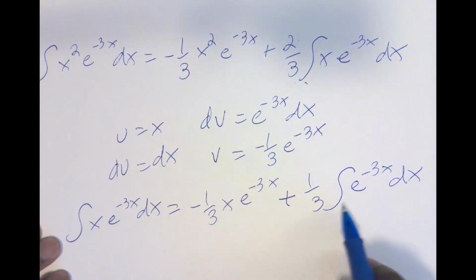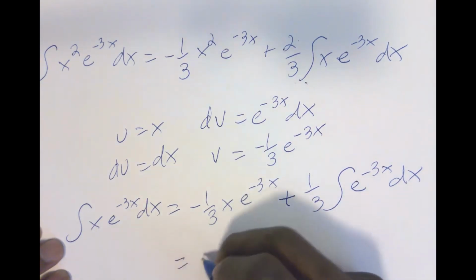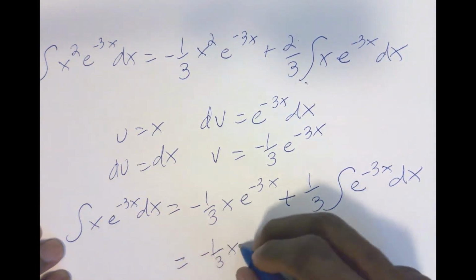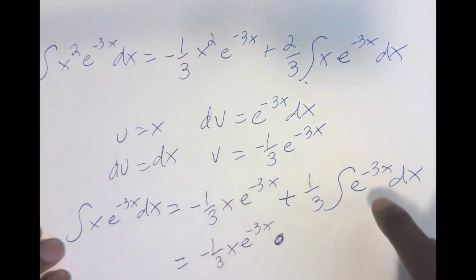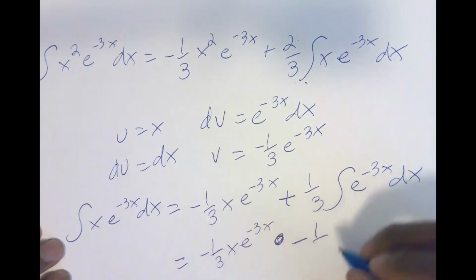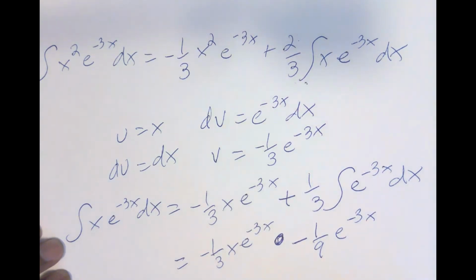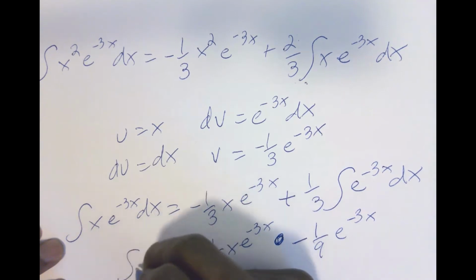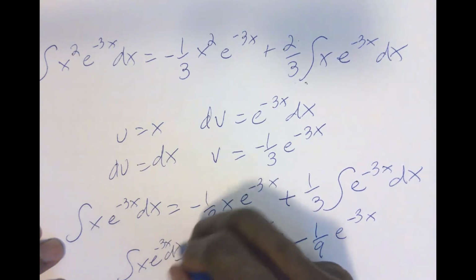And so the integral of e to the negative 3x, of course, and we've done it a couple times already, is negative 1/3 e to the negative 3x. So this is going to be negative 1/3 x e to the negative 3x plus, well, it's going to turn negative because that's going to be negative, minus 1/9 e to the negative 3x. And there's a plus c that I'll do at the very end. And again, this is the integral of x e to the negative 3x dx.